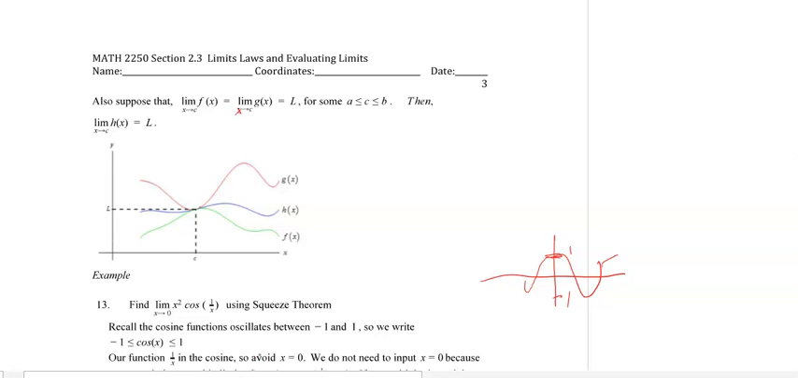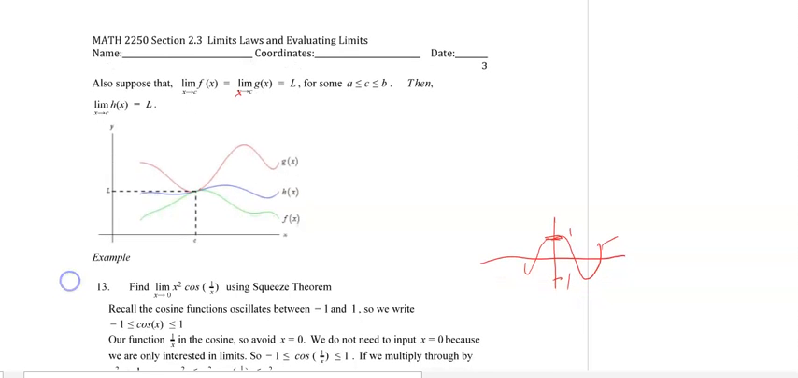We know that if x equals 0, that will blow up the 1 over x function, but we're not really interested in where it blows up. We're just interested in what is happening as it approaches. So we can avoid x equals 0 altogether and just look at what is happening to the cosine function itself. We do not need to input x equals 0, because we're only interested in limits. So -1 is less than or equal to cosine of 1 over x less than or equal to 1.